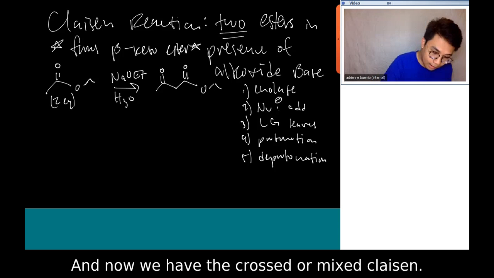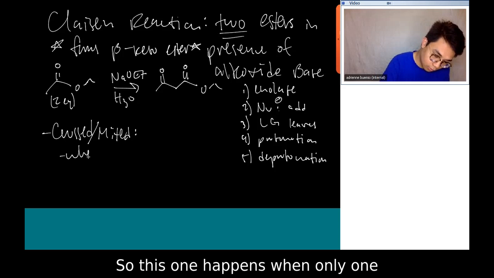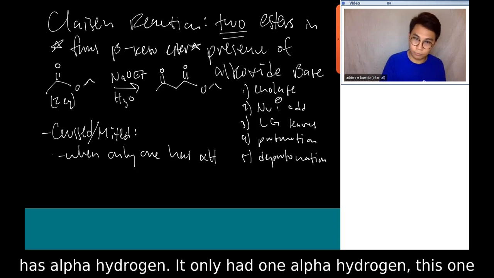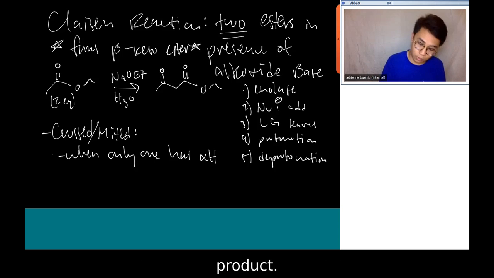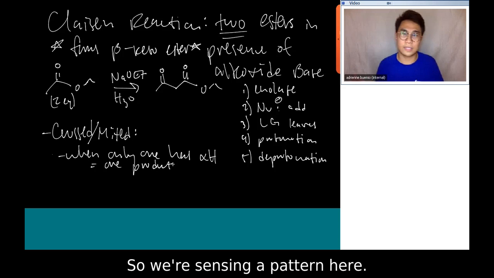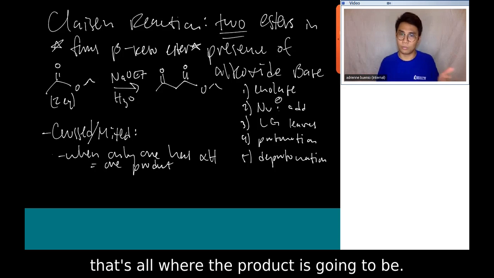And now we have the crossed or mixed Claisen. So this one happens when only one has alpha hydrogen, right? When it only has one alpha hydrogen, that's one product. So you're kind of sensing a pattern here, right? If you only have one alpha hydrogen, that's where the product is going to be.